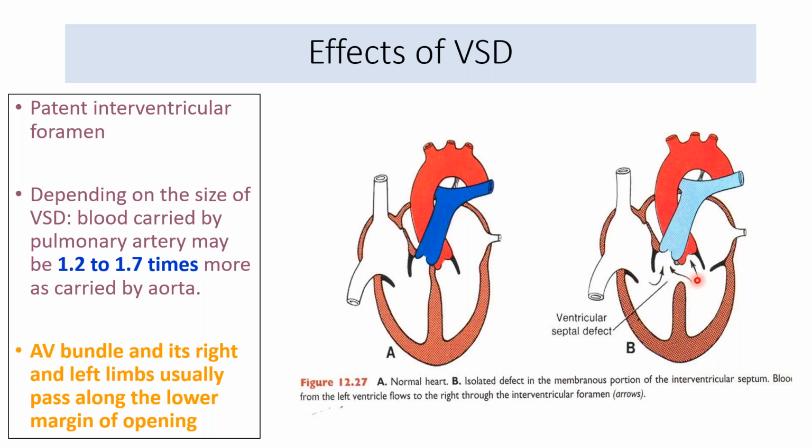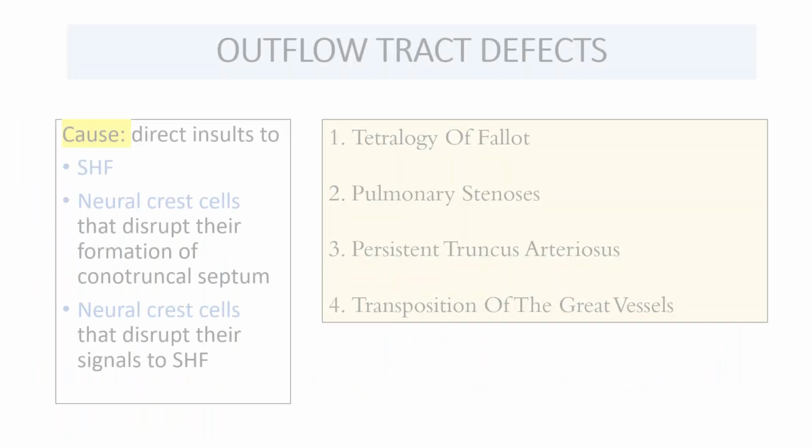The AV bundle location is also alongside. So the AV bundle and its left and right limbs will also pass along the upper margin of the ventricular septal opening.